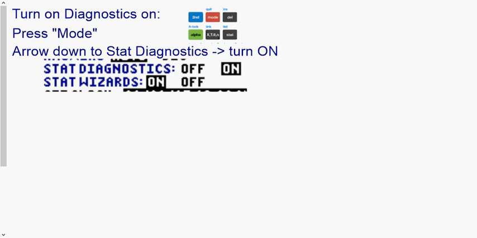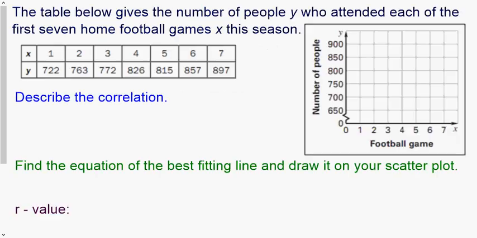And if you have the stat wizards option, have that on as well. That is where some of these things are going to come from. If you don't have these turned on, you're just not going to see what I see and what I'm talking about. All right, so we're going to do part of this by hand, and then we're going to talk about some of the calculator stuff. So the table below shows the number of people, Y, who attended each of the first 7 home football games, X, this season.